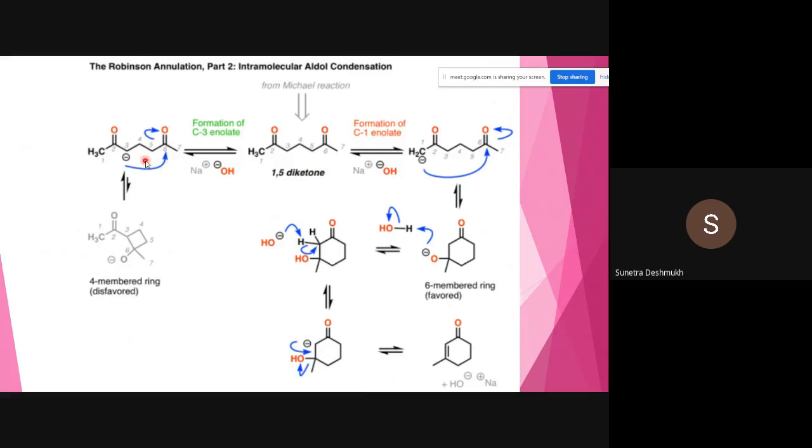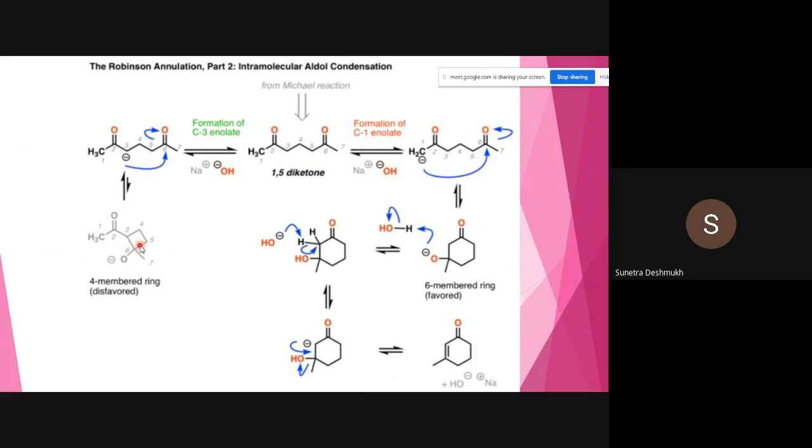Now we will first see what happens if it abstracts a proton at the third position, the C3 carbon atom. Once we generate the carbanion at the third position, cyclization is an intramolecular reaction. Once the enolate or negative charge forms, it adds nucleophilically across the carbonyl group. If it adds across this carbonyl group, only a 4-membered ring is formed.